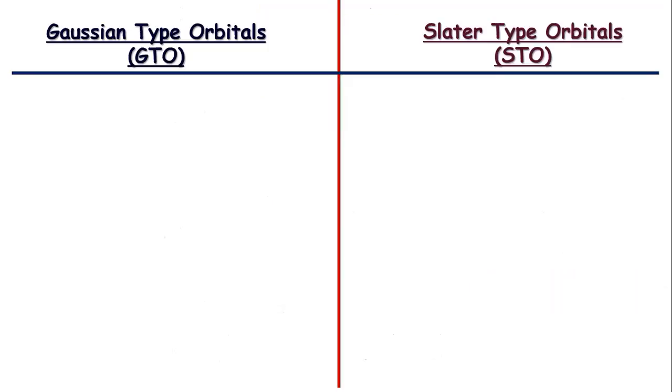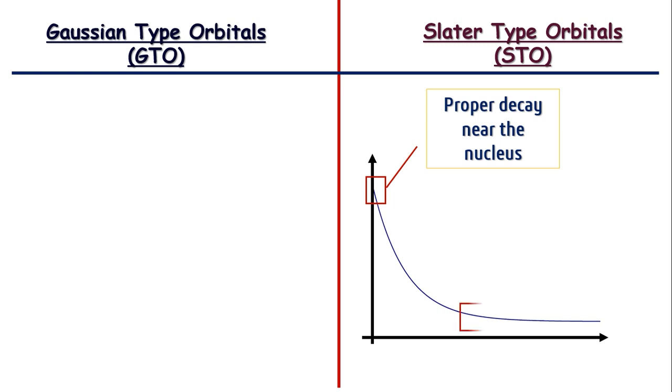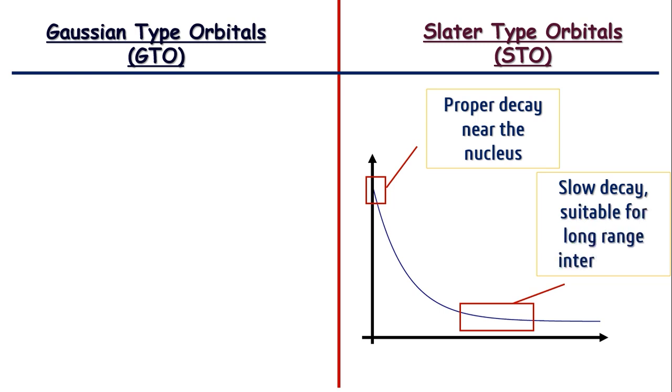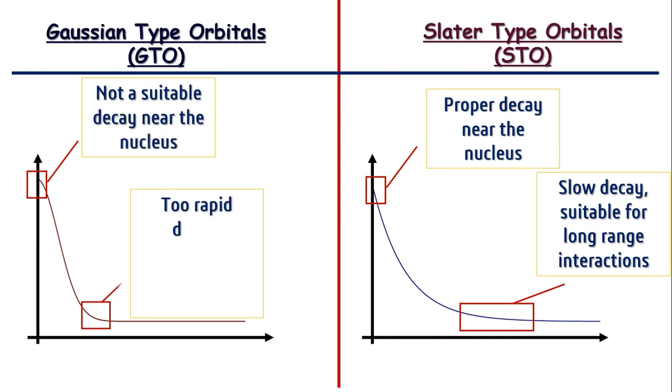That's okay. But remember that Slater type orbitals always have the correct functional behavior near the nucleus, that is, a cusp, and a decay in the correct way at long distances. Gaussian type orbitals provide a relatively poor description of the atomic orbitals. They have a finite value at the nucleus and decay too quickly, and thus underestimate long range interactions.